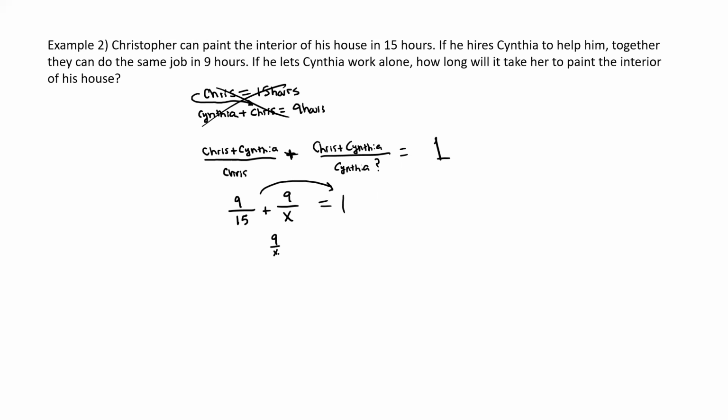We're going to do 9 over x equals 1 minus 9 over 15. That's just going to be equal to 6 over 15, if I did that correctly mentally. And we're going to essentially just move x over, so you have 9 equals 6 over 15 x, and then you just solve for x. So once you solve for x here, you will realize that x is equal to 22.5 hours, meaning that if Cynthia was to work alone for some odd reason, she'd take almost a full day. So Chris is an evil person if he makes Cynthia do this completely alone. I would not be friends with Chris.